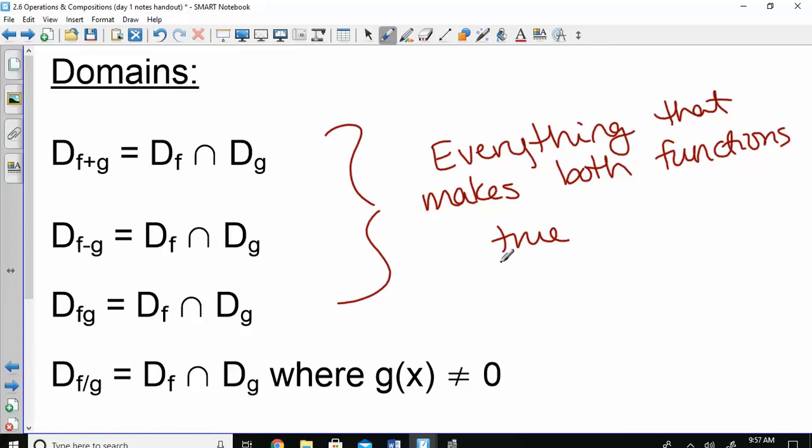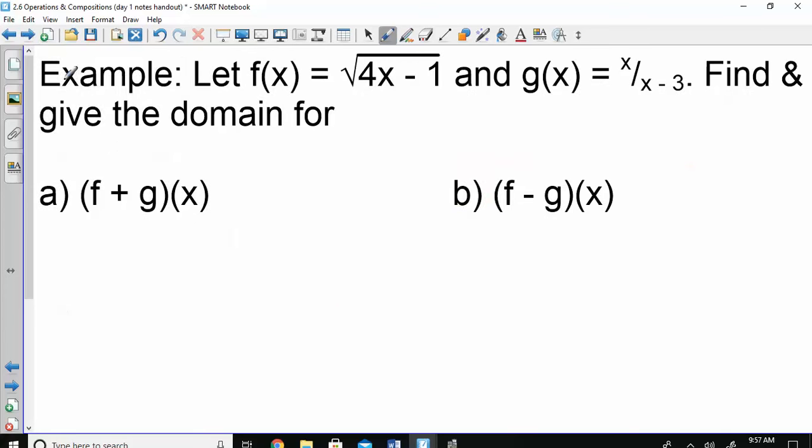We're looking for fractions, we're looking for radicals. When we divide, we do have to make sure we're not dividing by 0. But otherwise, when you add, subtract, and multiply, the domain is the exact same on all of those. The only one that might be different is the division. So I wanted to look at an example of this. So here are two functions. I want to find these and give the domain.